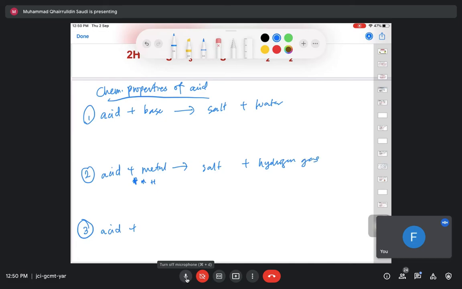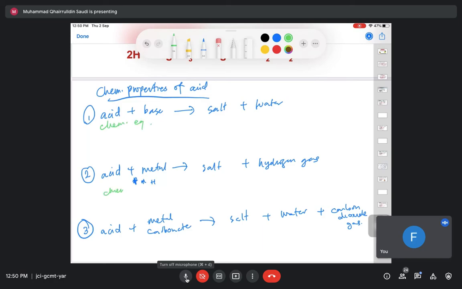Okay, next one, last one is acid plus good, metal carbonate. This one we will have 3 product, iaitu salt, water and gas, carbon dioxide gas. Okay, selain daripada this one, you should know how to write the chemical equation.